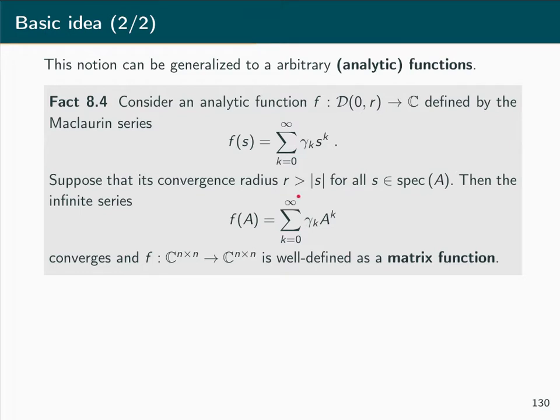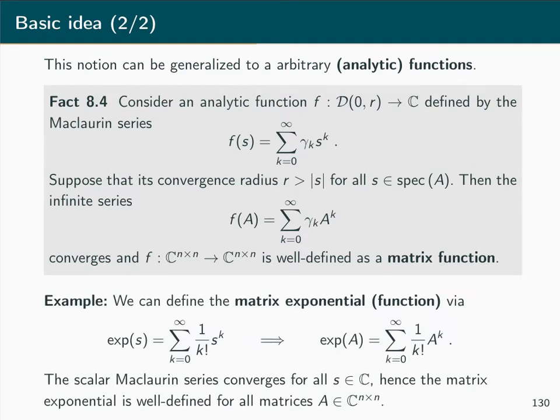So when does this infinite sum of matrices converge? And the answer is that if the convergence radius r of the corresponding scalar polynomial is greater than the absolute value of all eigenvalues of A, then we have convergence and we can consider this infinite polynomial as a function of a square matrix.